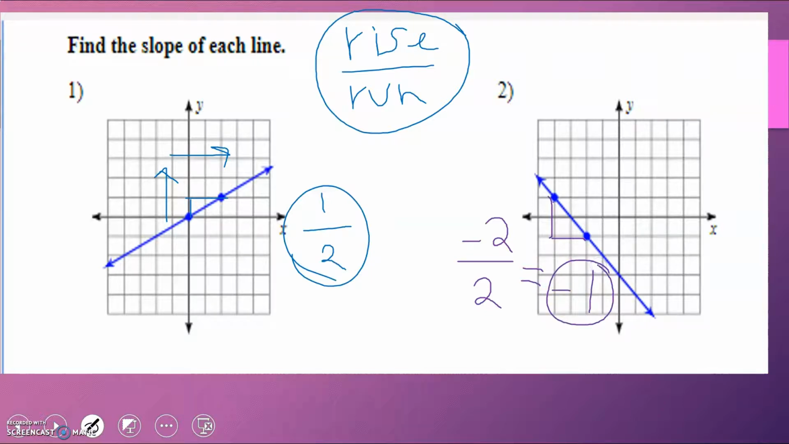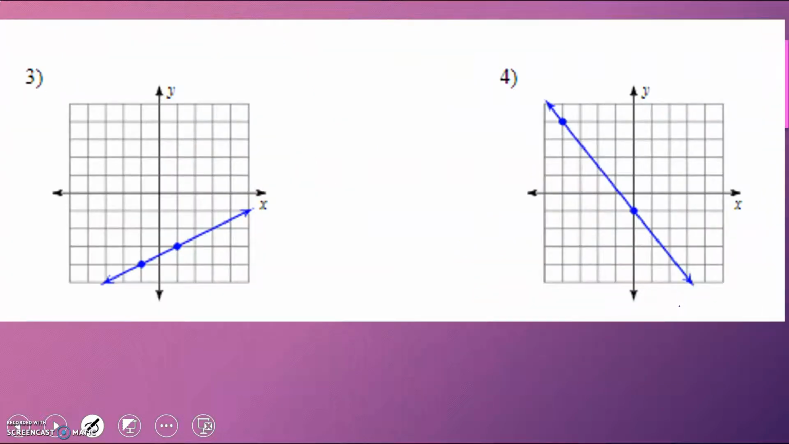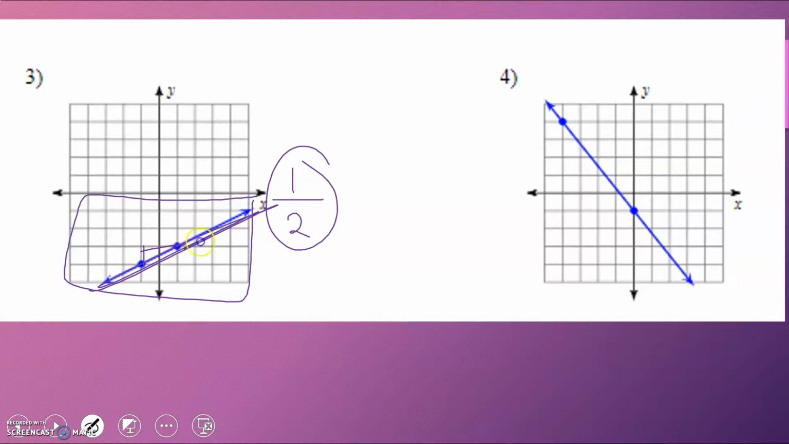All right, so notice how this positive slope is oriented in this direction. This is a positive slope. A negative slope is oriented in this direction. You'll continue to see this pattern. Number 3, our slope, we're gonna go rise, so up 1, over run, over 2. So this again is 1/2. And even though this is in the bottom part of the graph, it's still a positive slope because it's oriented this way.